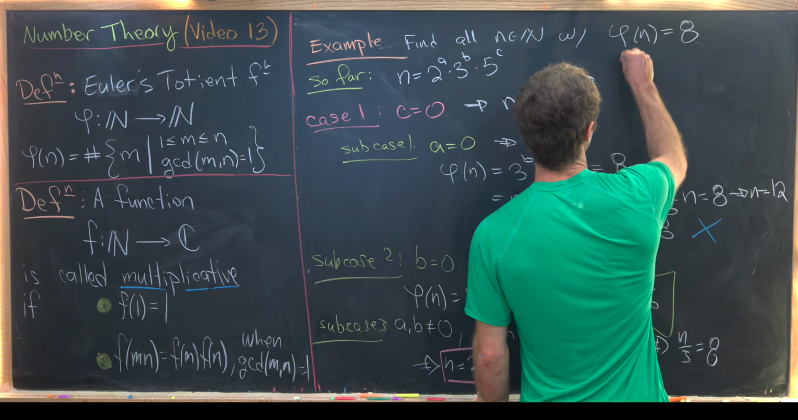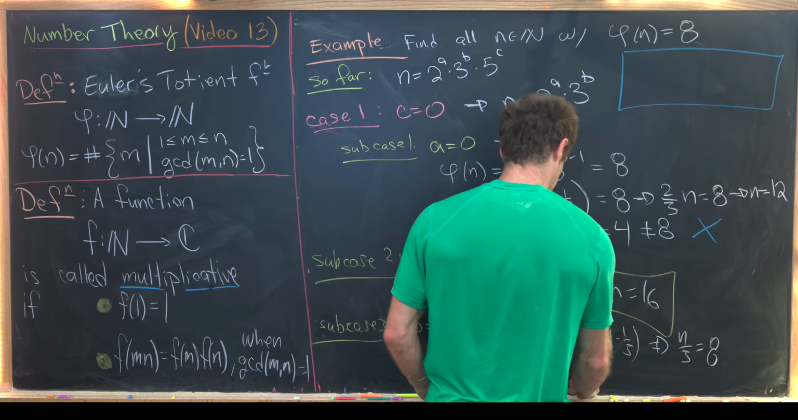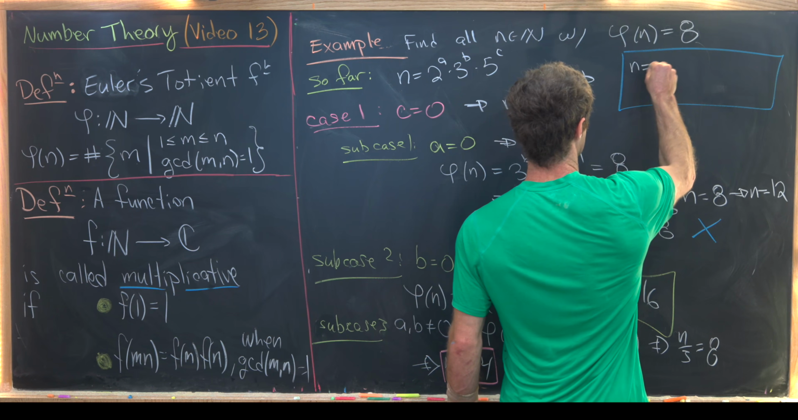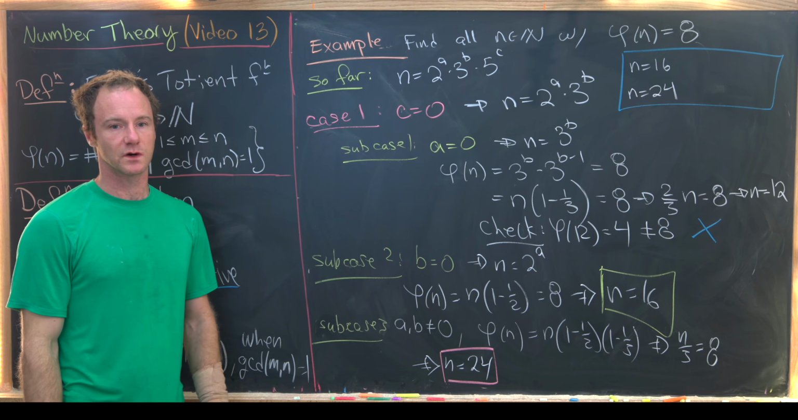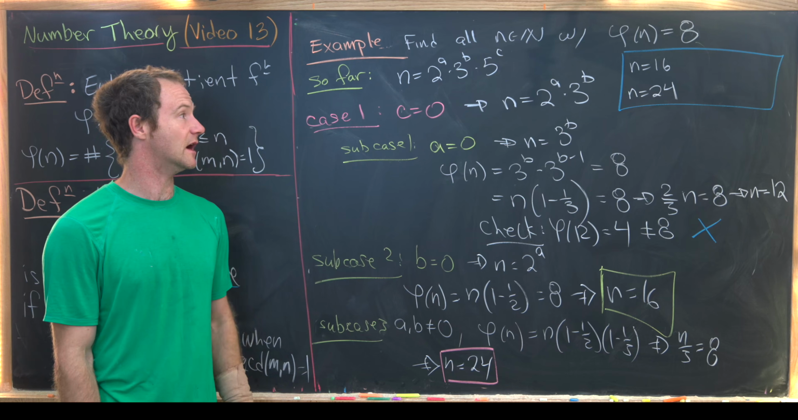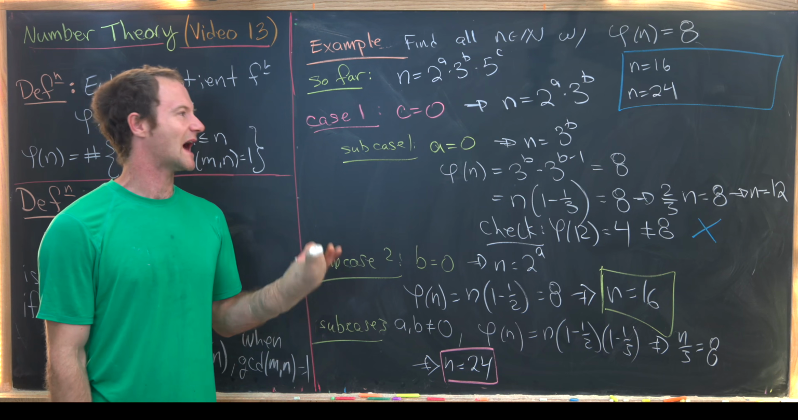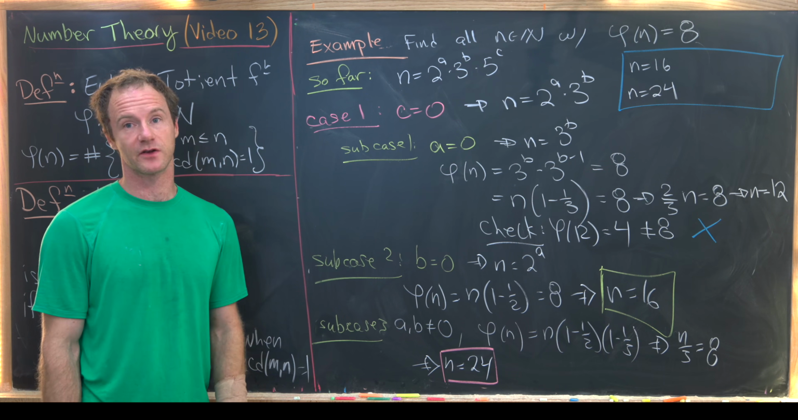Okay, so let's maybe summarize what we have so far up here. So we see that n equals 16 works, and n equals 24 also works. And I think that's maybe enough to do on this example. Maybe I'll leave it as a warm-up to check the other cases.